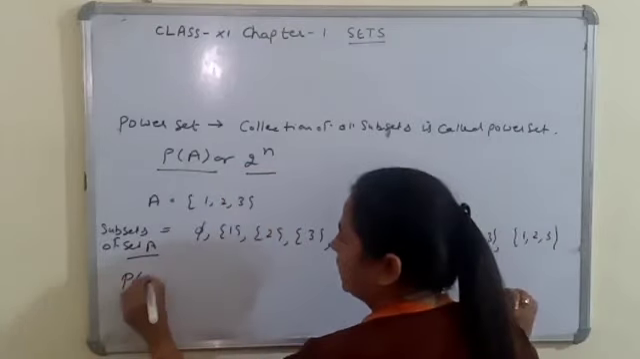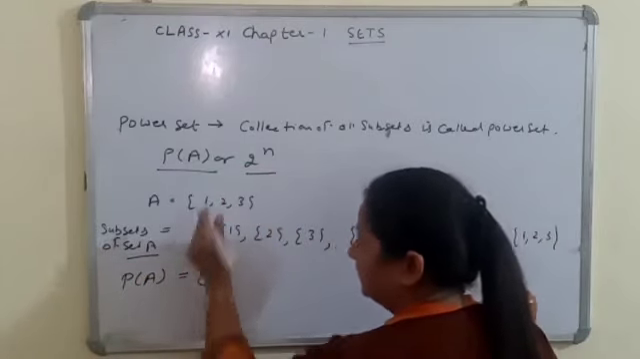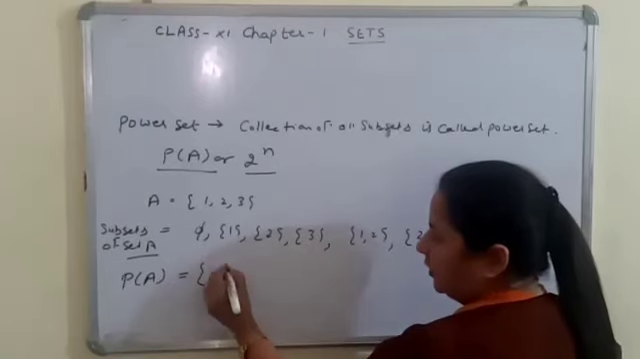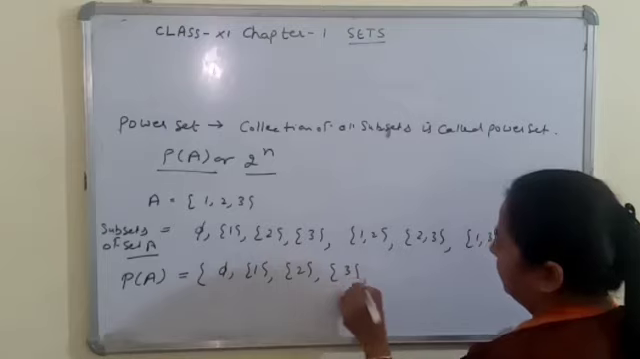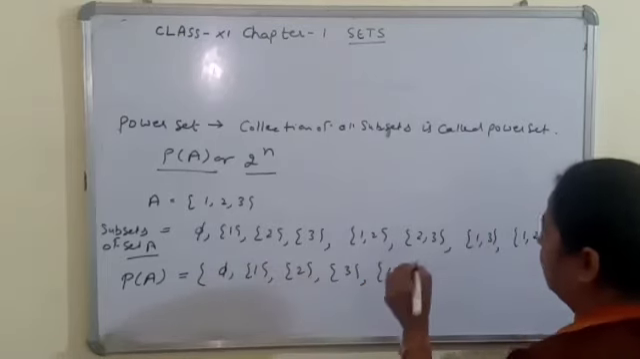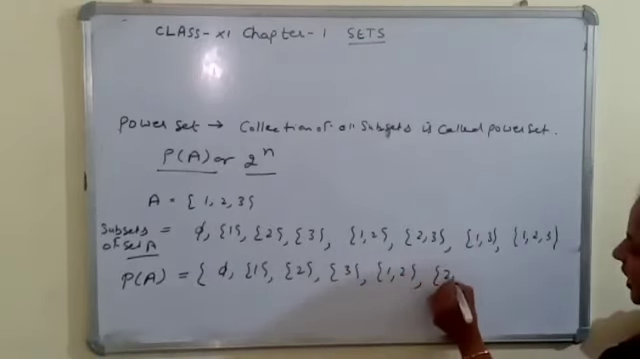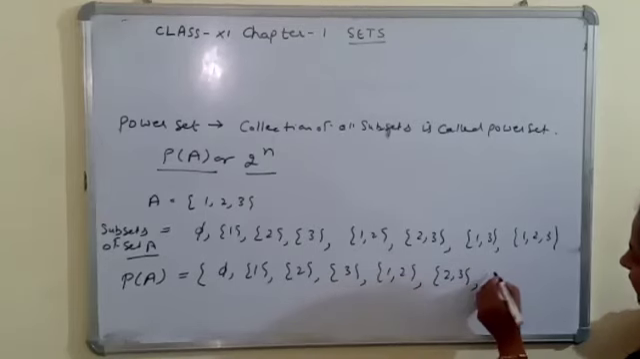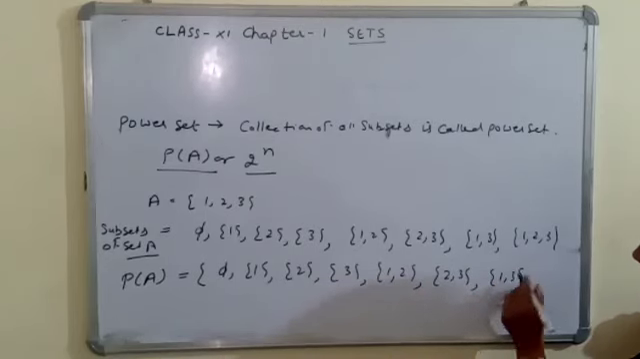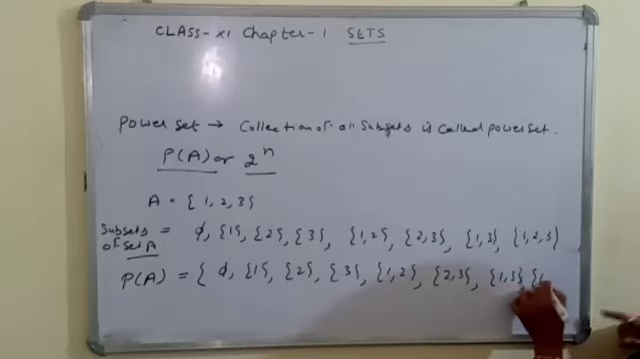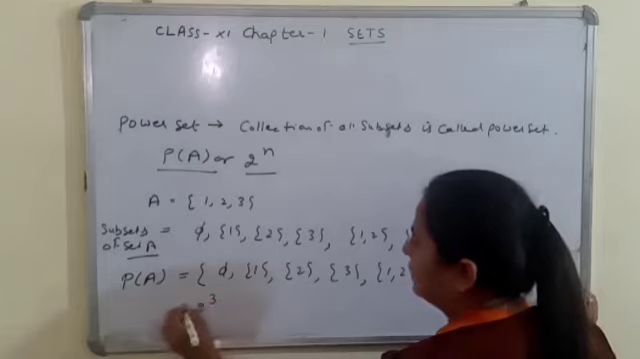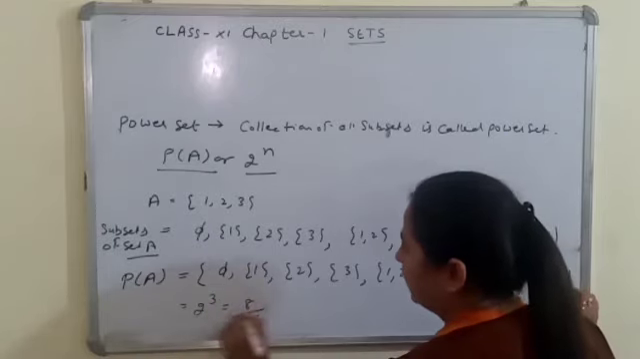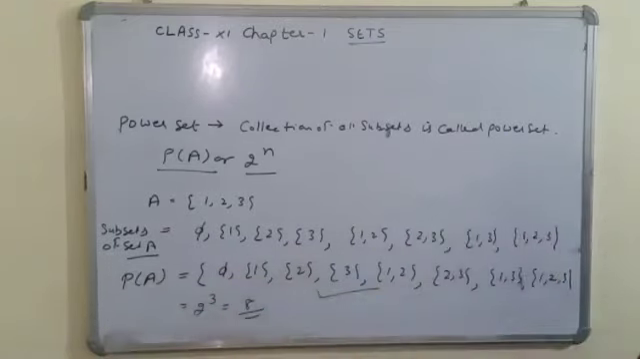So power set of A is equal to the collection of all subsets. We can say that in every power set, every element is a subset. Now 2 power 3, so you can see here the number of subsets is 8. This is the definition of the power set.